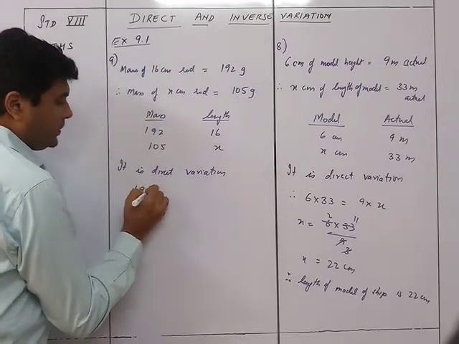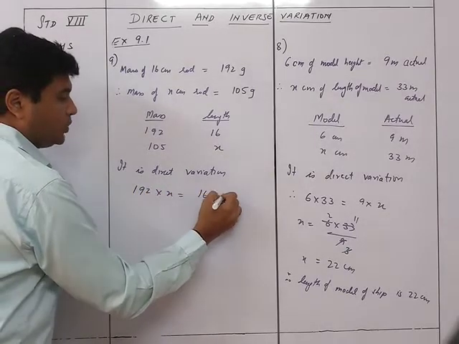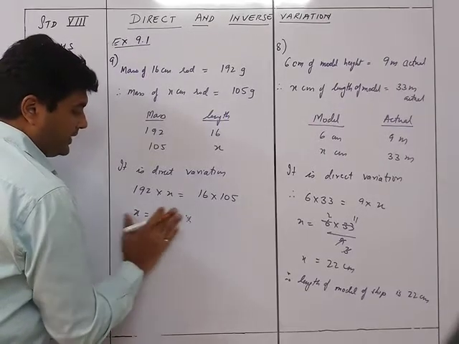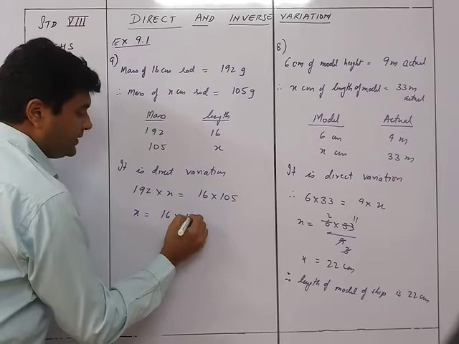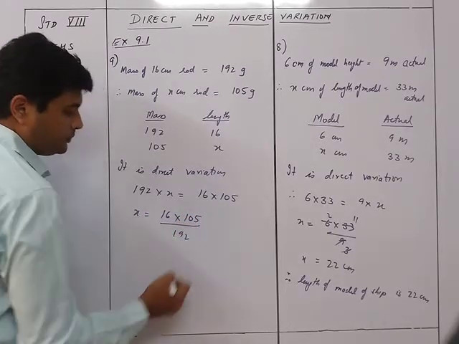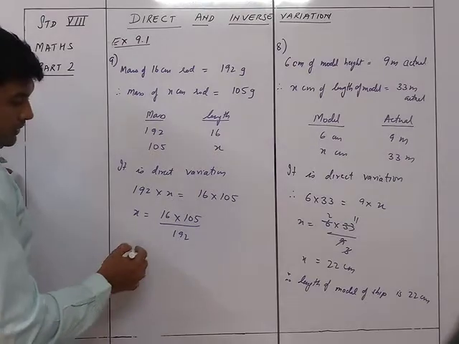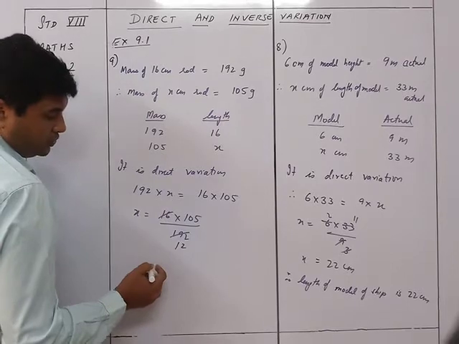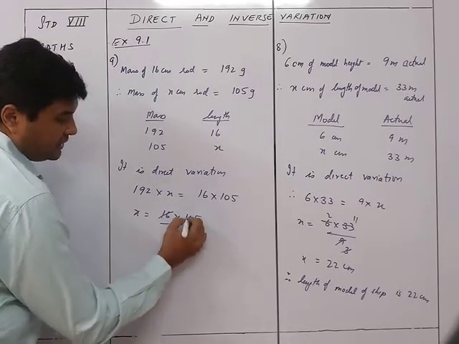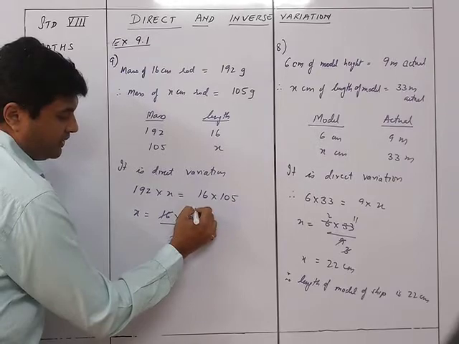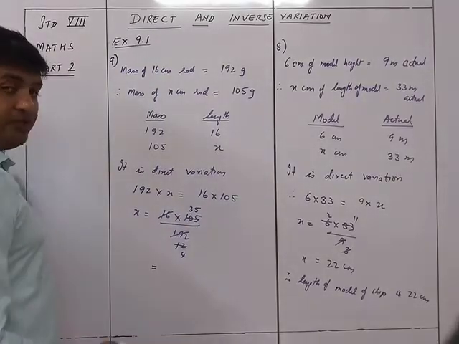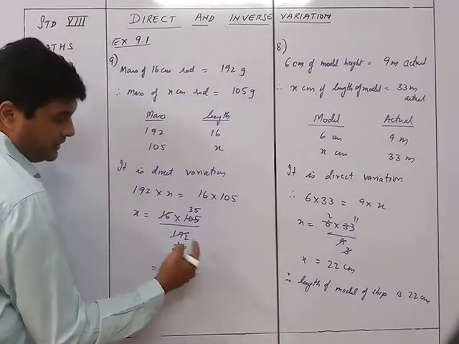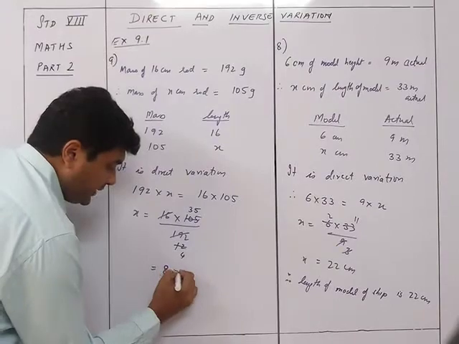Therefore 192 into x is equal to 16 into 105. So x is equal to 16 into 105 upon 192. 16 ones are 16, and 3 4s are 12, 3 3s are 9, and 15, 35. So that will be 35 upon 4. 35 upon 4 is nothing but 8.75, since 32 leaves 3, and 30 will be 7 and 20 will be 5.